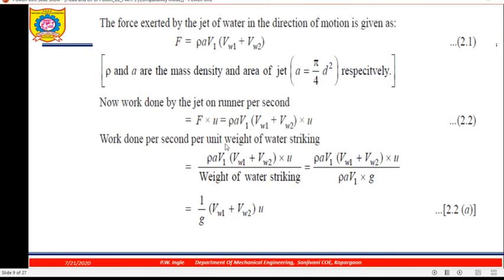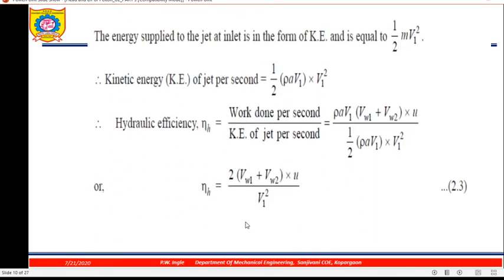What is the work done per second per unit weight of water striking? It is ρ a v1 (vw1 + vw2) into u, upon the weight of water striking, which is ρ a v1 into g. So you get 1/g (vw1 + vw2) into u.